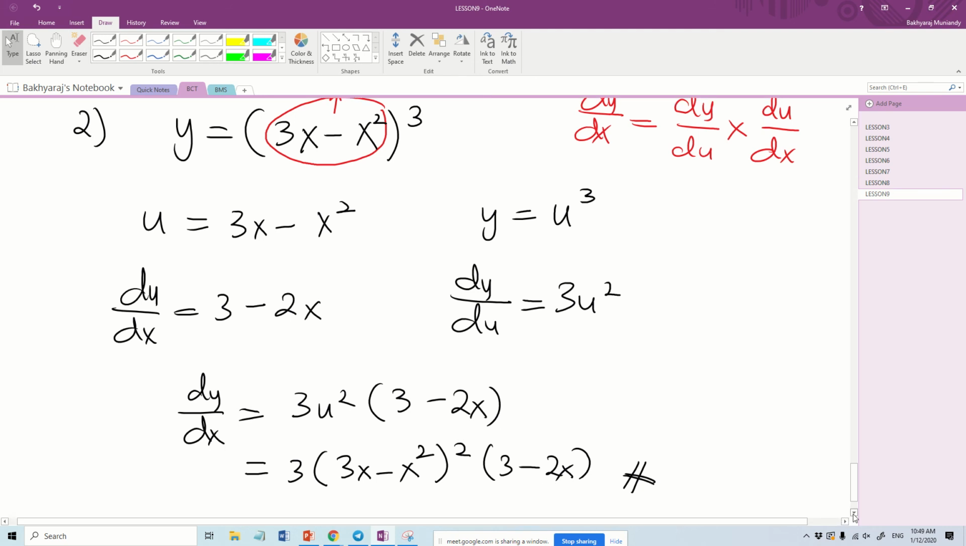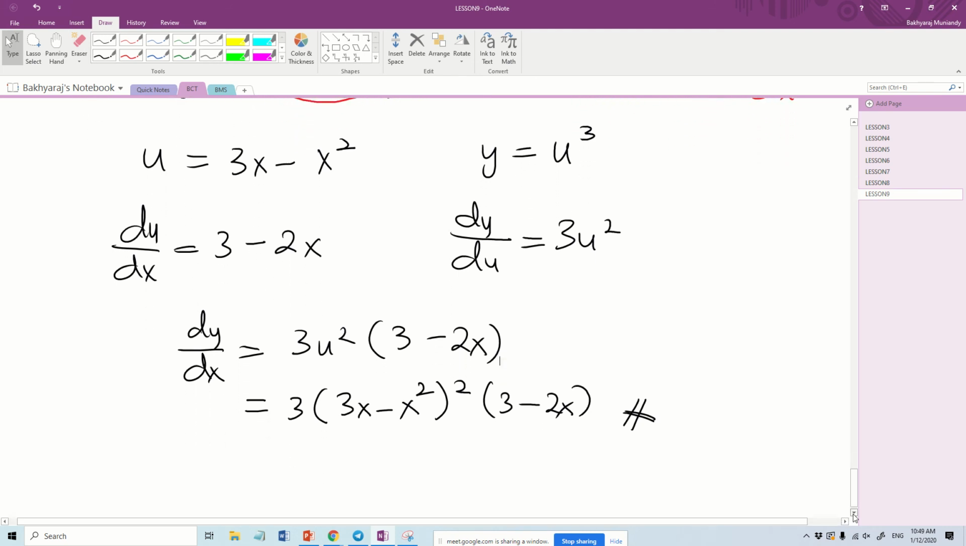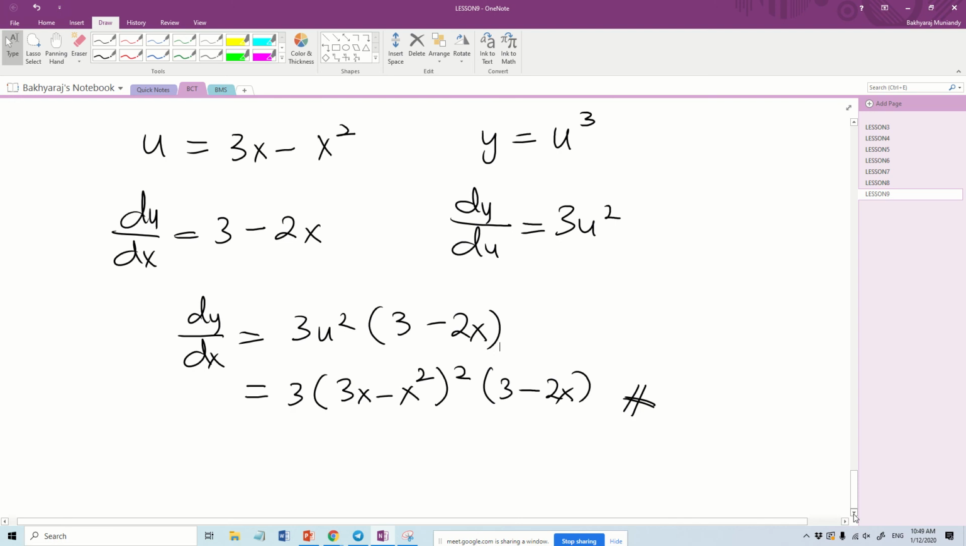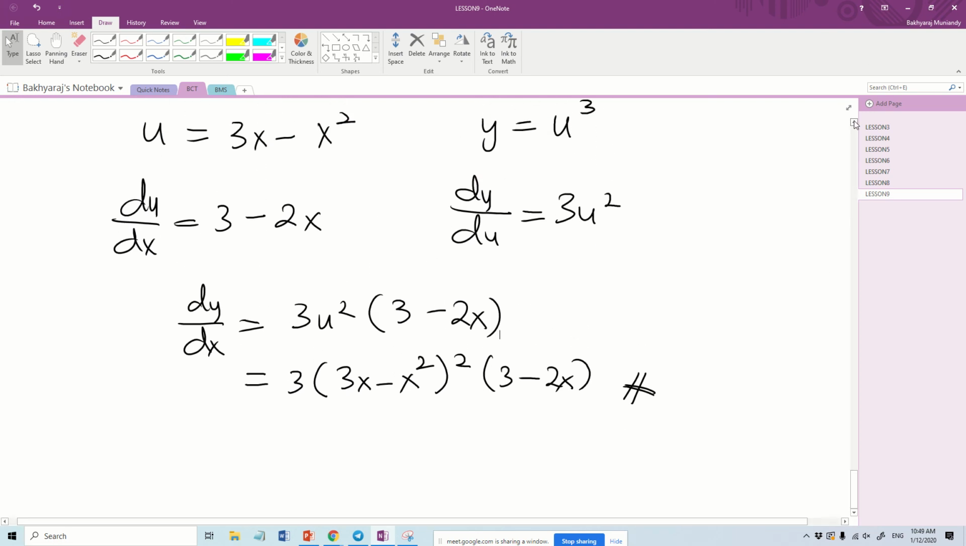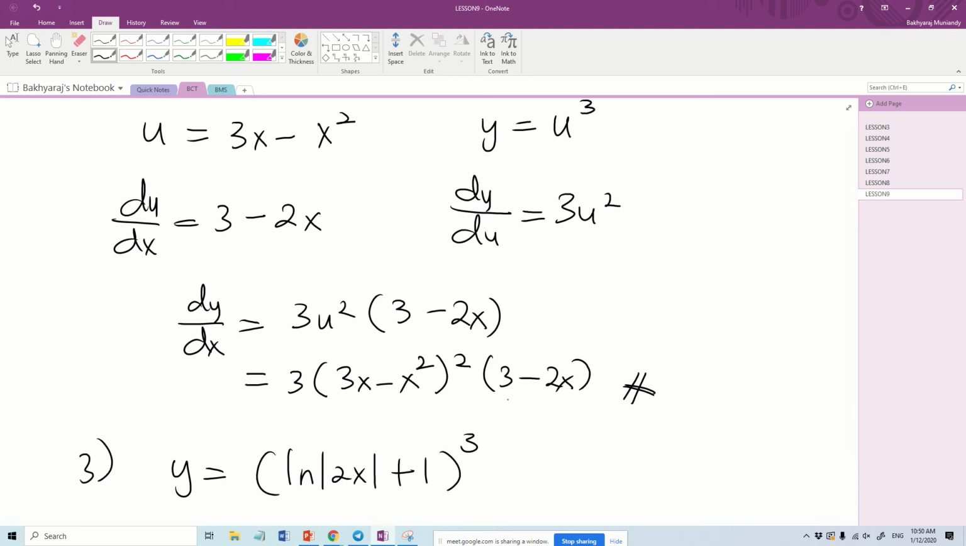Okay, next. Number 3. I give you y equal to log (2x plus 1) power of 3.